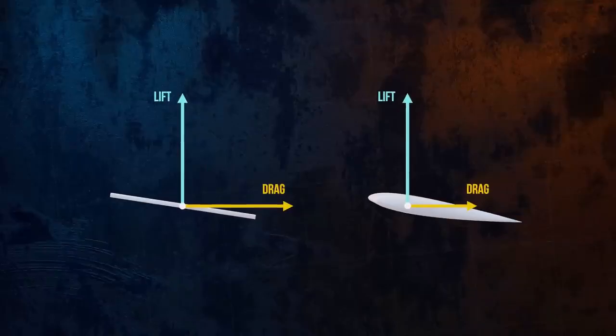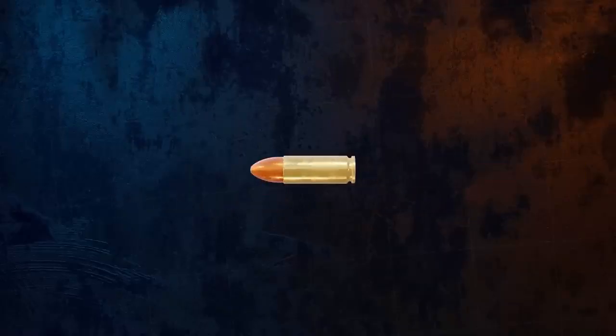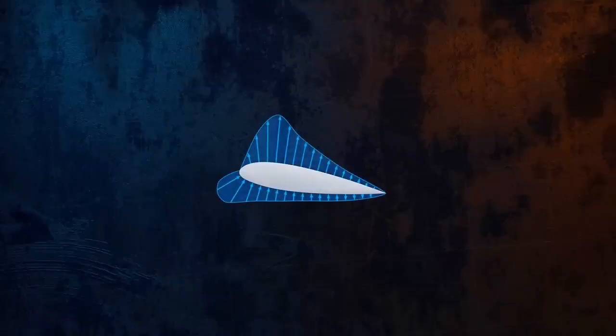Without a difference in pressure above and below an object, there can be no lift. A symmetrical body, like this bullet, doesn't generate any lift force because there's no pressure difference around it. So we know that lift is caused by the pressure distribution around the airfoil. But where does the pressure distribution come from?